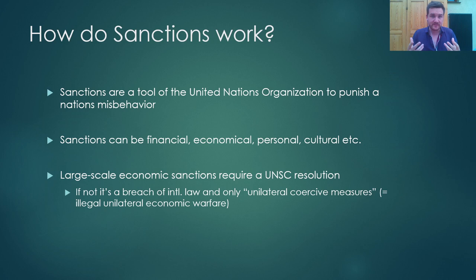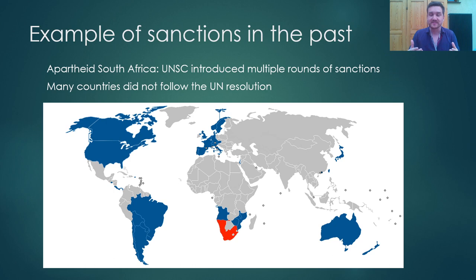An example of successful sanctions by the United Nations would be the sanctions against apartheid South Africa. The United Nations introduced multiple rounds of sanctions. Most of them were blockaded by the United States because the United States was one of the biggest allies of apartheid South Africa. In blue here on the map, you see all the countries that did not follow the United Nations resolution. So basically, most of the countries accepted the sanctions against apartheid South Africa, but mainly the Western world did not.